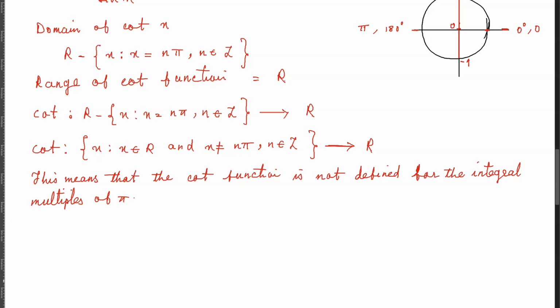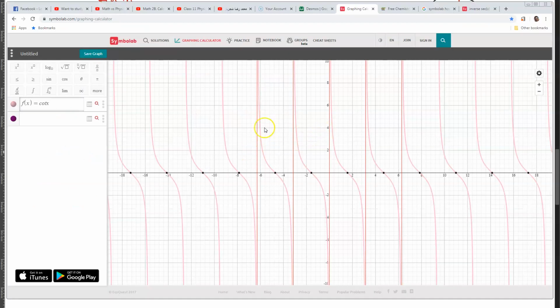So now if we restrict the domain of the cotangent function, for example, to 0 to pi, this is pi by 2, this is 0, and this is pi. This is basically one complete period of the function. The function goes from positive infinity to 0 to negative infinity.